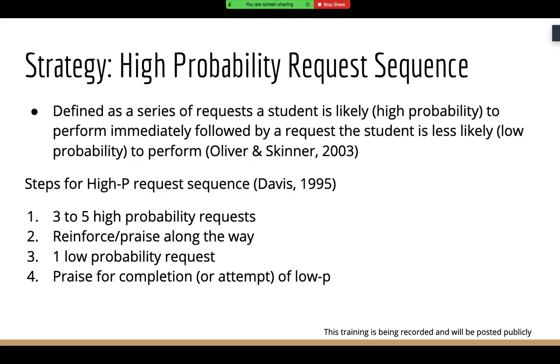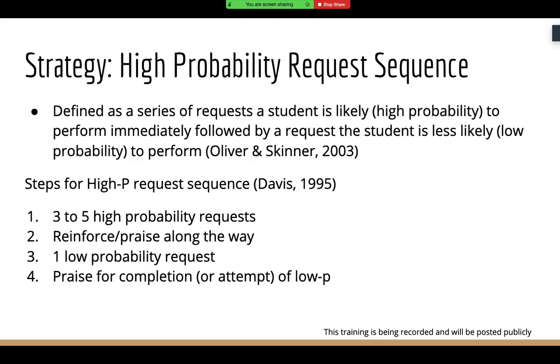And one of the things that I think can be hard to do, because it can feel a little awkward to present this kind of strategy, is reinforcing along the way for things that you already know your kid knows how to do. But the point of giving that reinforcement along the way is to build the momentum. A high probability request sequence builds some behavioral momentum. The child is already engaging in behaviors that you're asking them to do, so they're going to be more likely to keep going with that just to access the fun a little bit more afterwards.